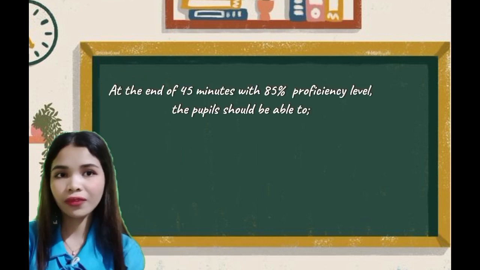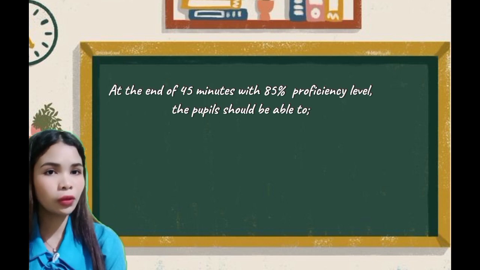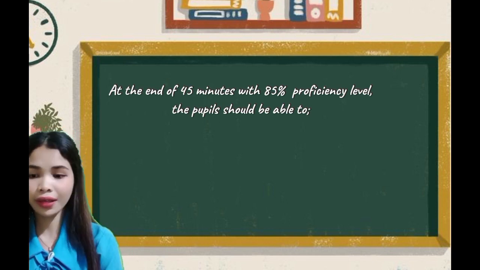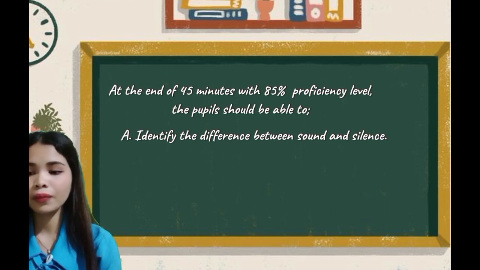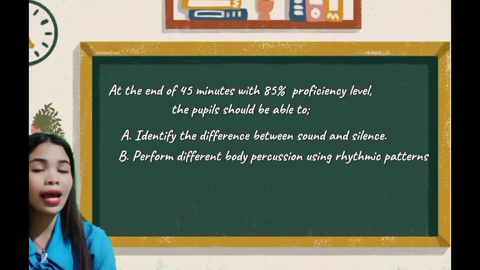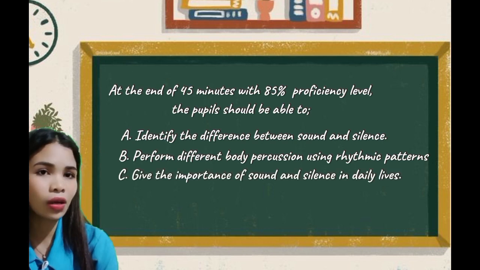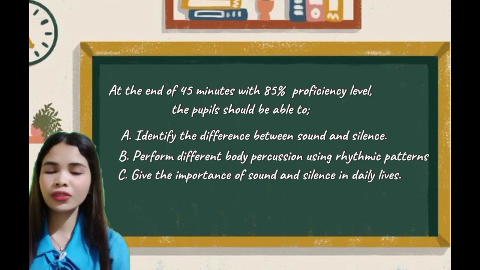But before we start, let us first read our objectives. At the end of 45 minutes with 85% proficiency level, the pupils should be able to: A. Identify the difference between sound and silence, B. Perform different body percussion using rhythmic patterns, and C. Give the importance of sound and silence in daily lives. Now, did you get it, class?